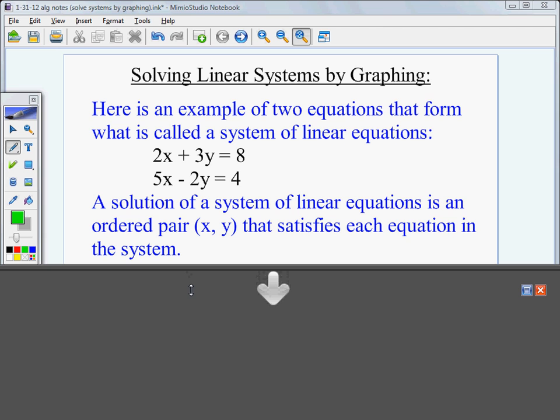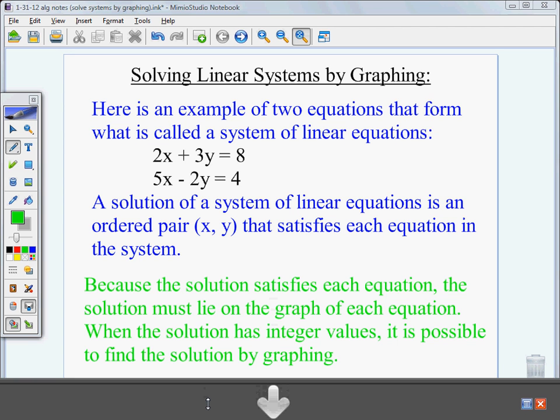A solution to this system of linear equations is going to be an ordered pair (x, y) that would satisfy each equation in the system. In other words, if this particular system does have one solution, it'd be an ordered pair that if I put in x and y into each equation, I'd get a true statement in both equations. Because the solution satisfies each equation, the solution must lie on the graph of each equation. If it's on each equation, then it's going to be where the two lines intersect.